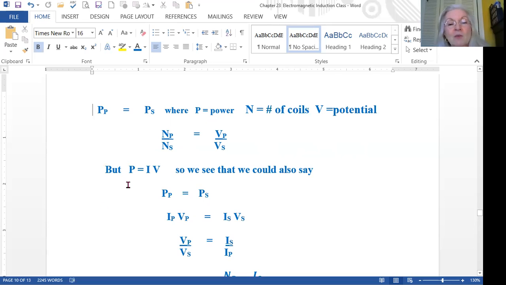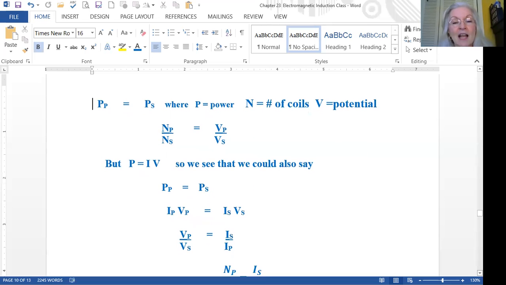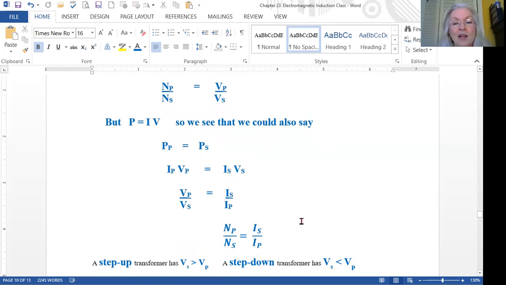If we want to see, well, how does this impact the current? We can go back to this statement of power in the primary equals power in the secondary and substitute in and rearrange, but the end result will be this equation, which you will also need to know, and that's that the number of coils in the primary divided by the number of coils in the secondary equals the current through the secondary divided by the current through the primary.